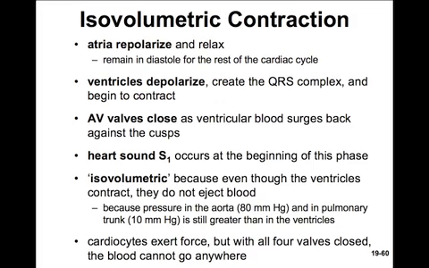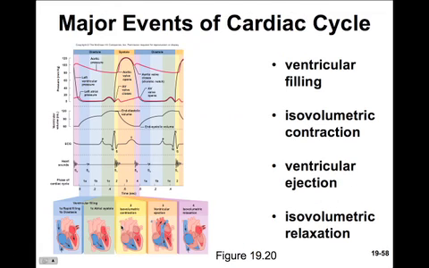We call this phase isovolumetric because even though the ventricles contract, they're not contracting at a high enough pressure to override the resistance in the great vessels. The pressure in the aorta is about 80 millimeters of mercury, and in the pulmonary trunk it's about 10 millimeters of mercury, but it's not quite that high yet in the ventricles. The cardiocytes are exerting a force, but with all 4 valves closed, blood can't go anywhere yet. That's where we come into the next phase of ventricular ejection.